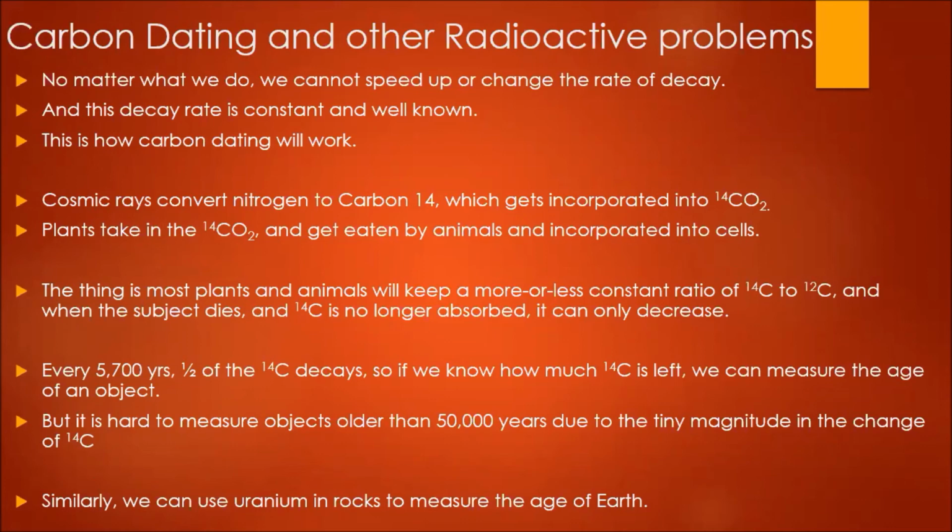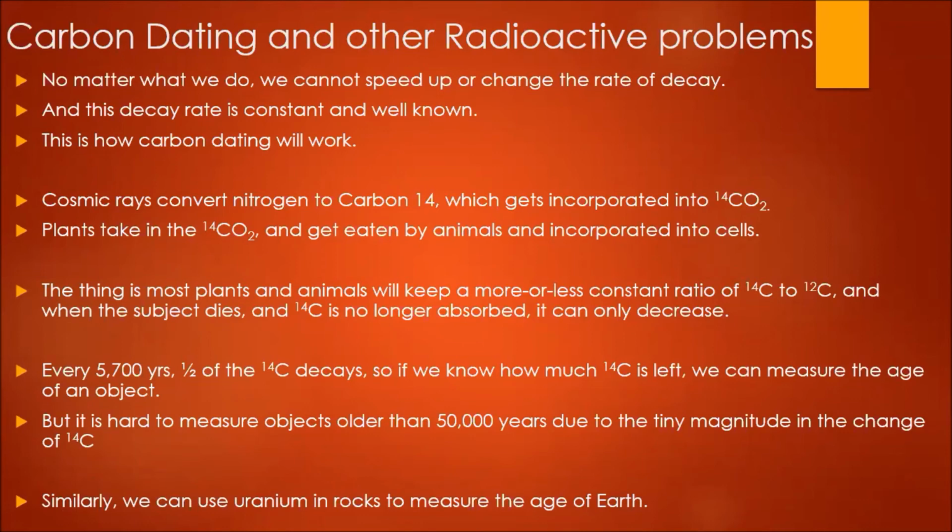Now, carbon-14 is decaying all the time, but it's pretty slow. Pretty slow. And so the basic idea is that for all intents and purposes, you'll keep the same ratio of carbon-14 in your body for the entirety of your life. The problem is, when you die, or when whatever dies, you're no longer going to be absorbing any more carbon-14. And now the clock starts. So carbon-14 can only decrease at this point.